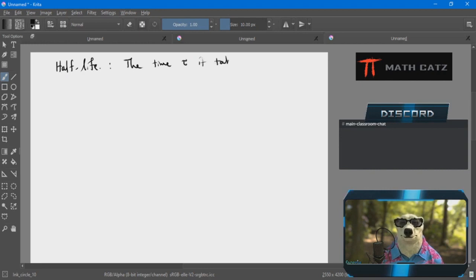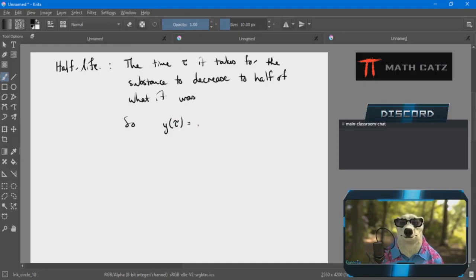for the radioactive substance or whatever we're looking at to decrease to half of what it was. That means that after this tau time period, which we call the half-life, I have a half of what I originally had. Now I know what this is. It's y0 e to the kt. Well, now tau equals 1/2 y0.